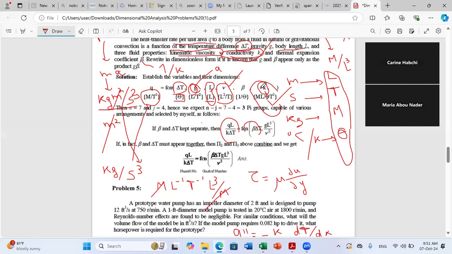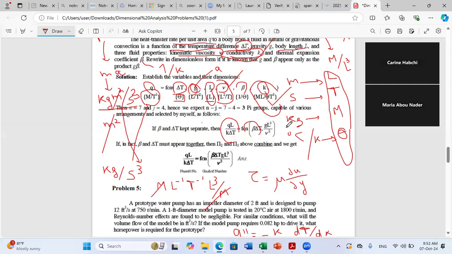When you consider K with theta, you can verify that these 4 will not form a group. Once you get these 4 variables, you can form a group with Q, another group with beta, and another group with mu. So I will get my 3 groups.